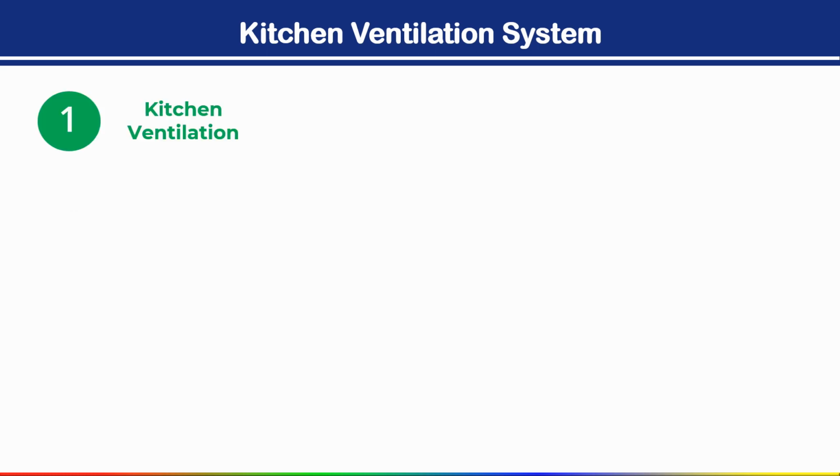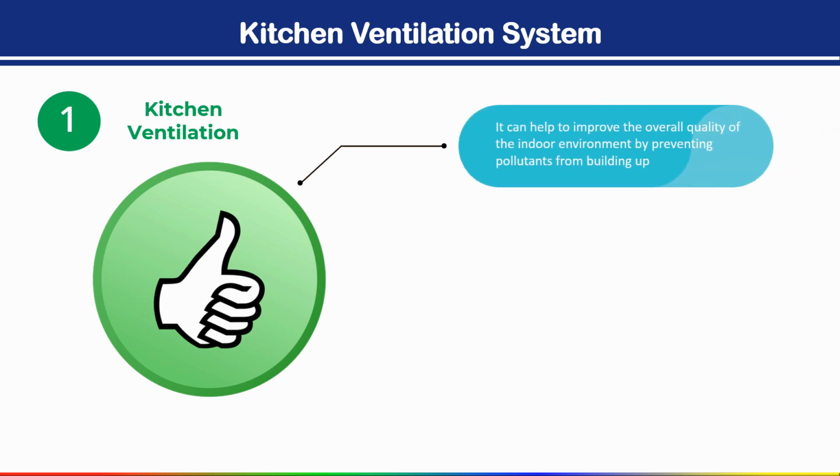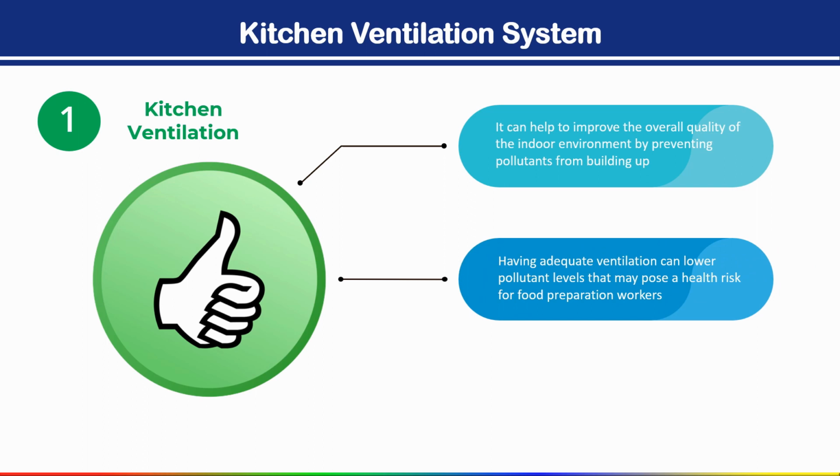So what are the advantages of kitchen ventilation system? There are many advantages. First, it can help to improve the overall quality of the indoor environment by preventing pollutants from building up. Ventilation means what? Simple. Providing outside air inside and inside air outside to improve indoor air quality. Now the second advantage is what?